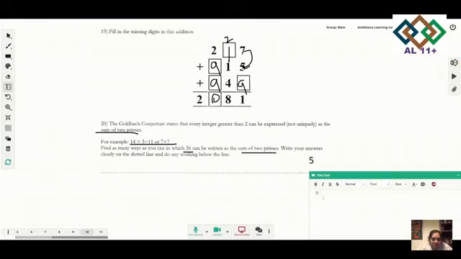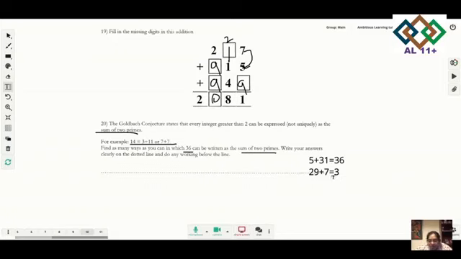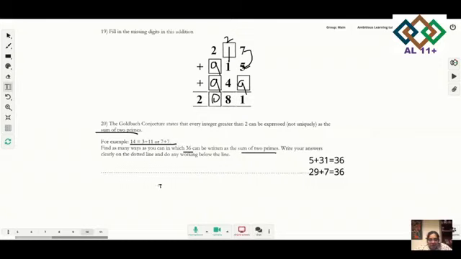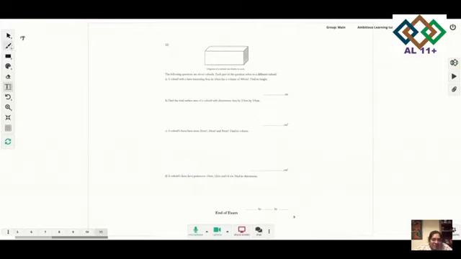So you could do 5 plus 31. Your answer should be equal to 36. You should always remember that. The next one you could write is 29 plus 7. Again, the answer should be equal to 36. You should remember that. You could do as many ways as you want in this one. So let's move on to the next one.